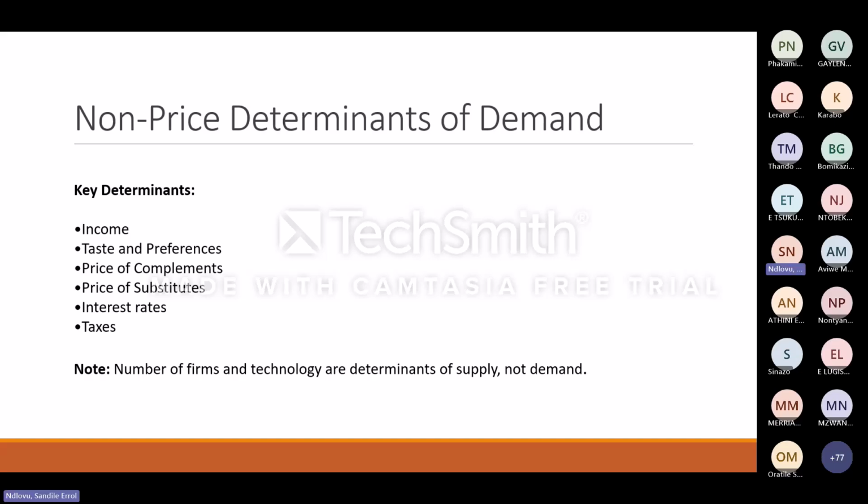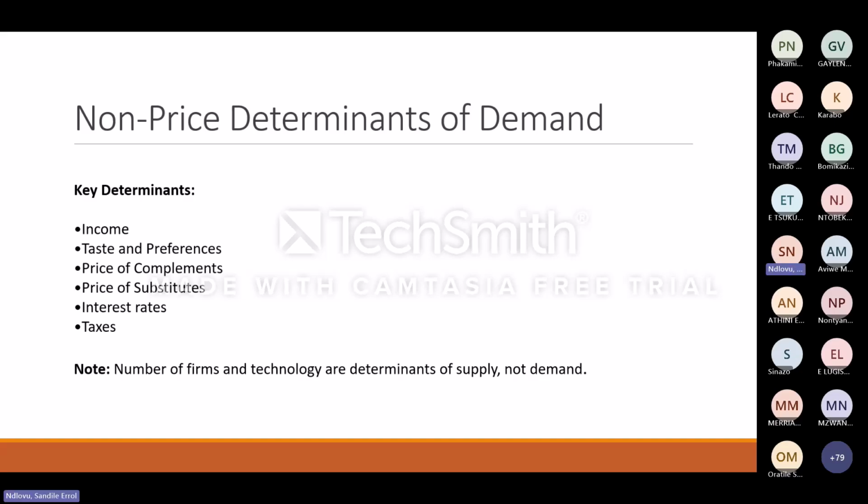Another determinant of demand is the price of complements. Complement goods would be goods such as coffee and sugar. If the price of sugar had to increase, you'll start demanding less coffee, because now coffee, which is a mixture of coffee and sugar, is now more expensive. So an increase in the price of coffee or sugar will have a negative effect on the demand for both products because they are complements.